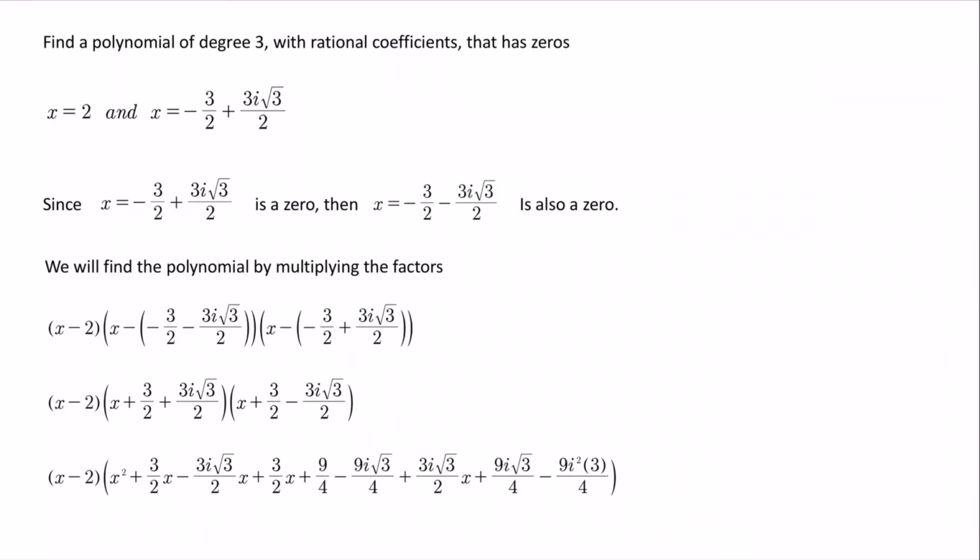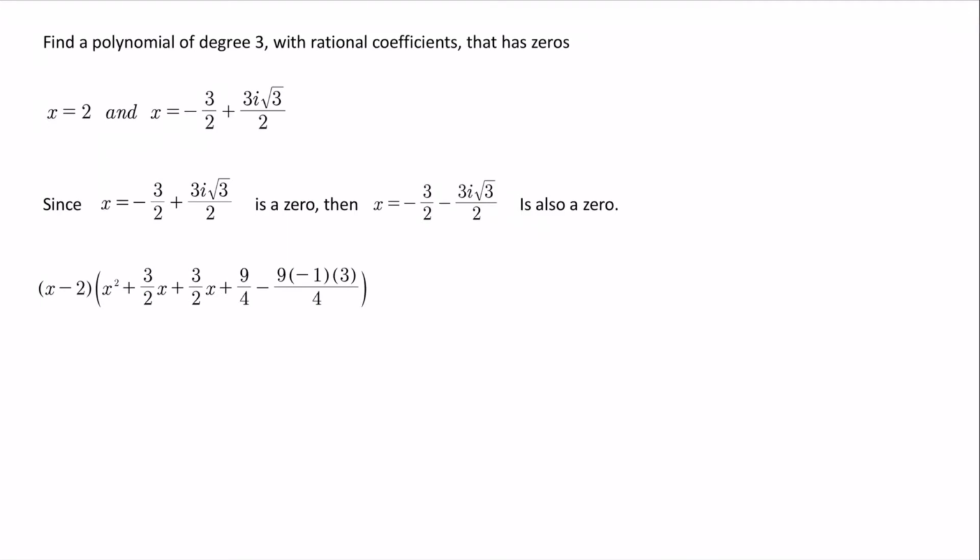We notice that in each of the terms that contain i to the first power, there is a like term with an opposite sign. So all of these terms will cancel. And the result will be x minus 2 times x squared plus 3 halves x plus 3 halves x plus 9/4 minus, and then we will note that i squared is negative 1. So we will have 9 times negative 1 times 3 over 4 in the last term.